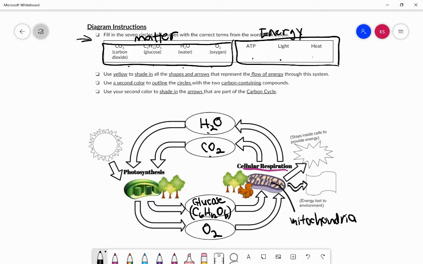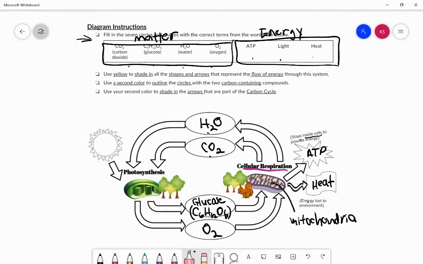We're going to look at our 3 forms of energy. It looks like here we just have 2 places to write energy. The energy that stays inside cells would be ATP, and the energy that's lost to the environment would be heat, and we're not going to talk about light today. Okay, so we have done that. That's the inputs and outputs of cellular respiration as well as the energy.